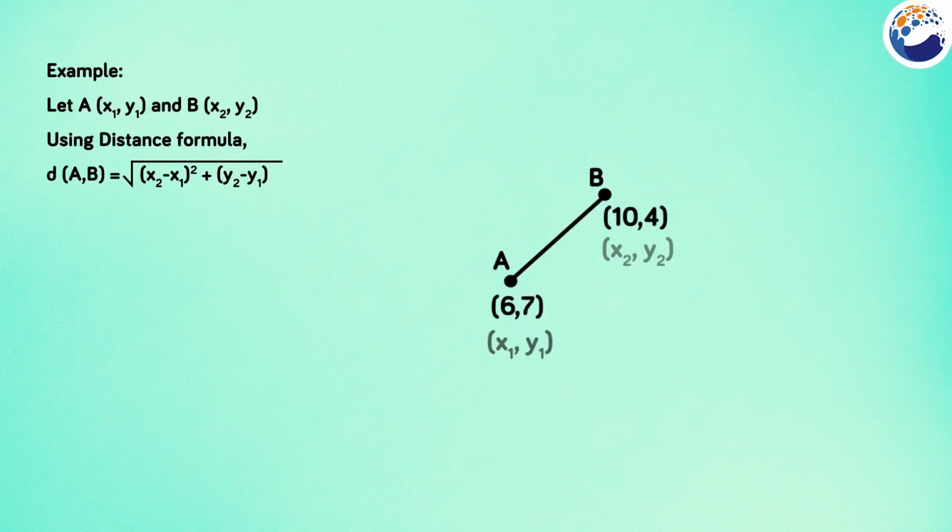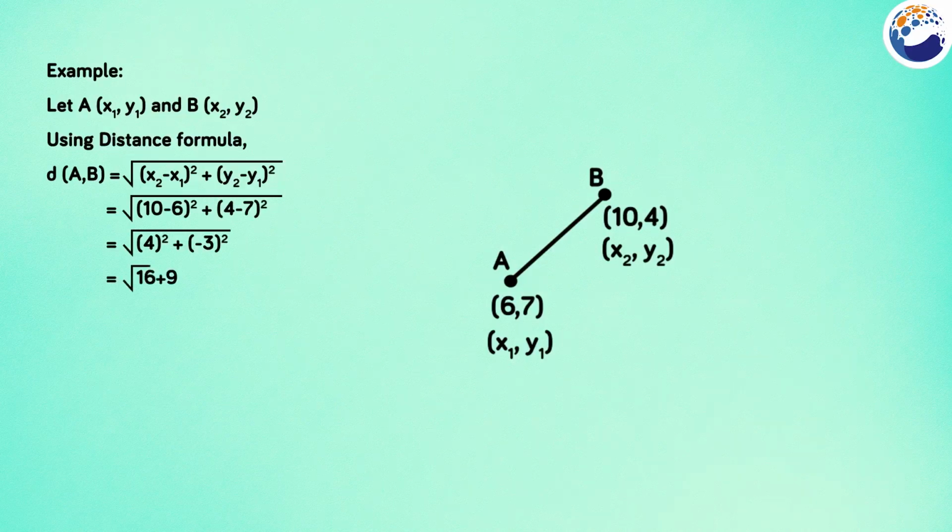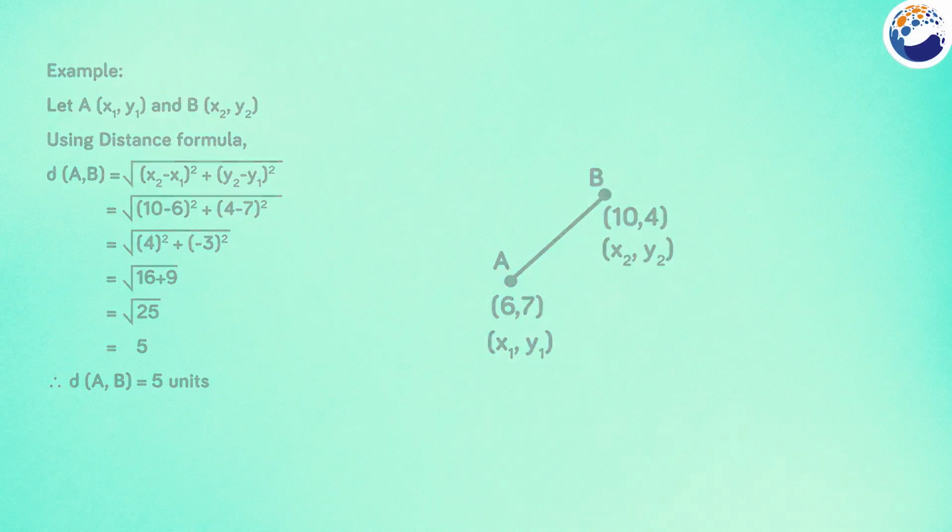The distance between points A and B is equal to the root of (10 minus 6) the whole square plus (4 minus 7) the whole square. That is the root of 4 square plus (minus 3) square, which comes out to be the root of 16 plus 9, and 16 plus 9 is 25, and the square root of 25 is equal to 5. Therefore, the distance between points A and B is 5 units.